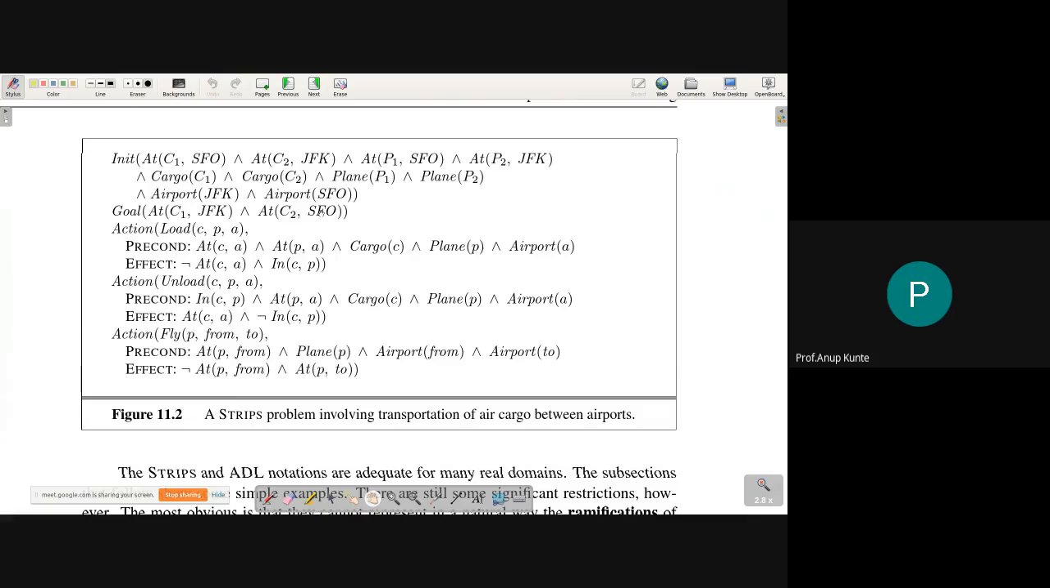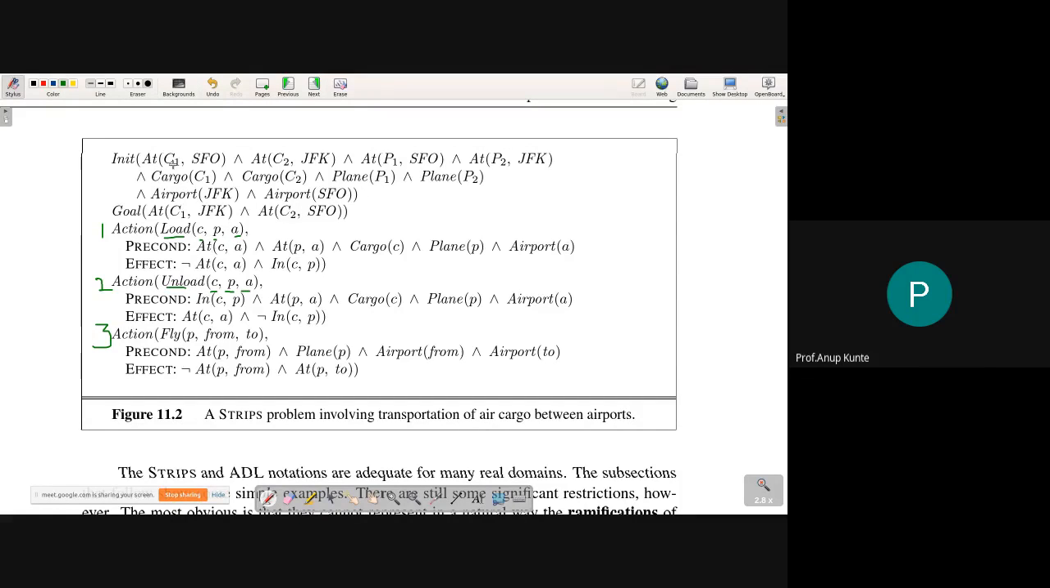Now, for doing so, I need to define the action schema. My action schema will have 3 actions over here. The first action is the load action, which loads a cargo in a plane at an airport. So I load a cargo C in a plane P being at an airport A. This is what we do in the load action. In the unload action, we remove cargo C from plane P at an airport A.